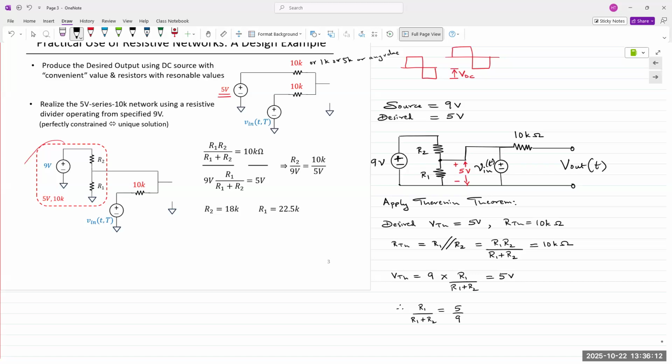So that's one equation. And the other one, of course, is R1, R2 over R1 plus R2 is 10 kilohms. We can combine both of these to obtain this. Okay. Any other questions? Let's take a pause and think over that. Let me know if you have any questions.